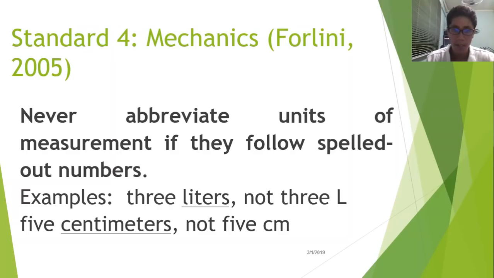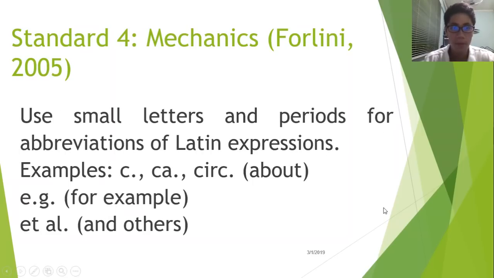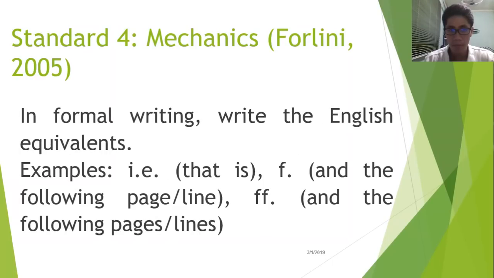Let's be consistent. If we want to spell out the number, we should also spell out completely the unit of measurement. Okay? Do not follow the inconsistent form as shown below. We have the spelled out 3 and then the abbreviated letter, that's improper. For Latin expressions, we use small letters with periods too, as you can see here. Now, if we're writing formal English, it's better to write them completely in English as well.